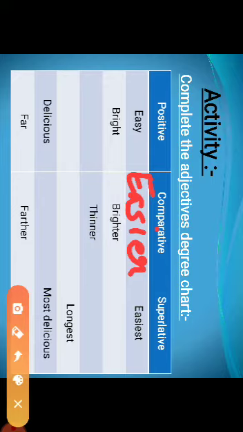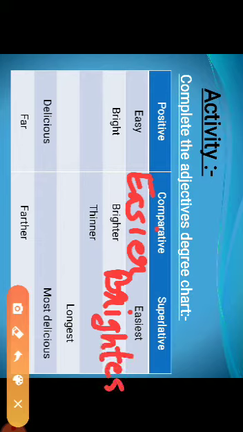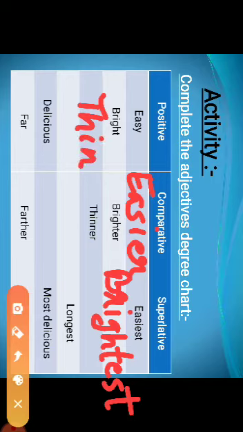Next word is bright, brighter, and the superlative degree will be brightest. Very good. We will add EST at the last. Now here positive degree is not given, only comparative degree is given. Okay, thinner. Now what will be the positive degree of thinner? We will remove ER from the last and it will become thin. Now simple, thin, thinner, and superlative degree will be thinnest. Okay, we will add EST at the last.